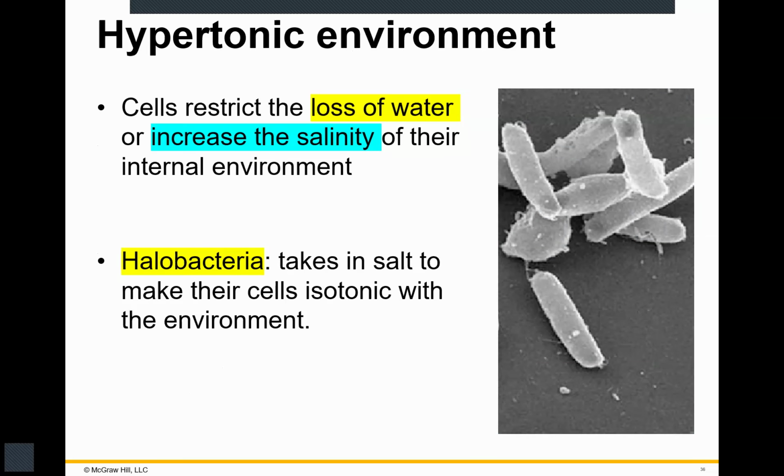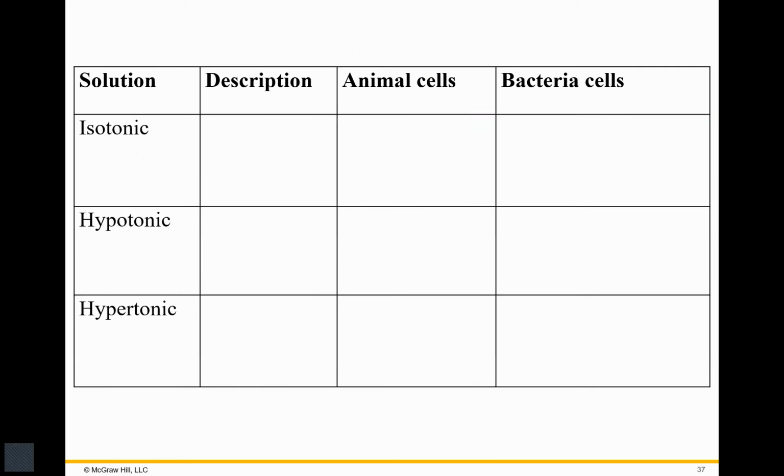Now, in a hypertonic environment, the cell is going to lose water. So either in a high salinity environment or a high sugary environment, the cell is going to lose water to the environment. So in this table, let's look at a summary of how movement of water happens for an animal cell compared to a bacterial cell in either of these solution types.